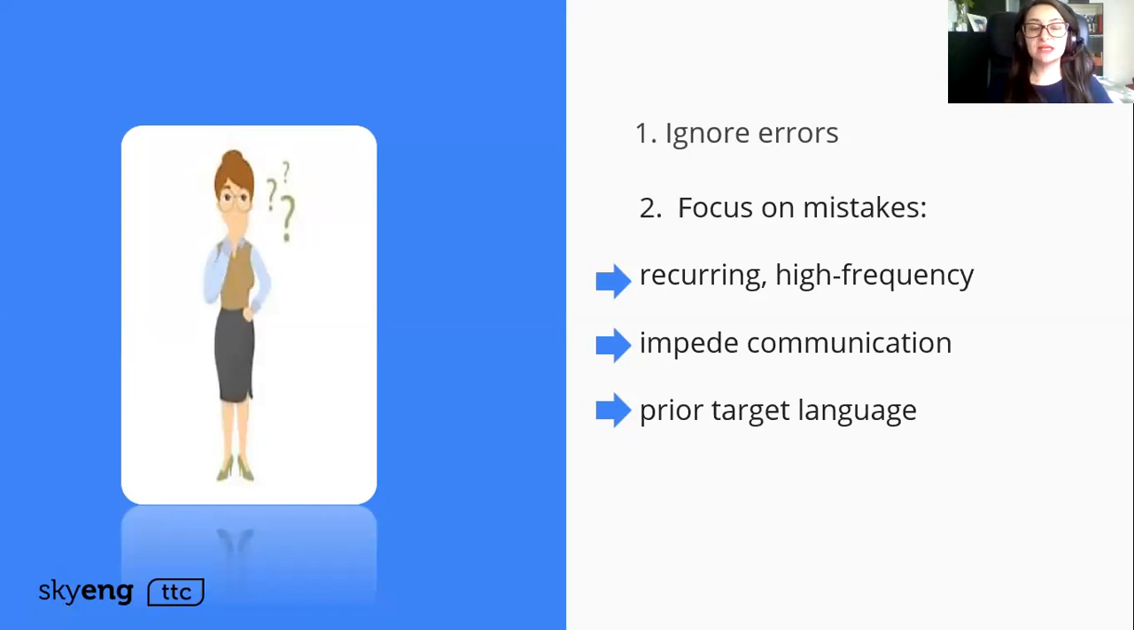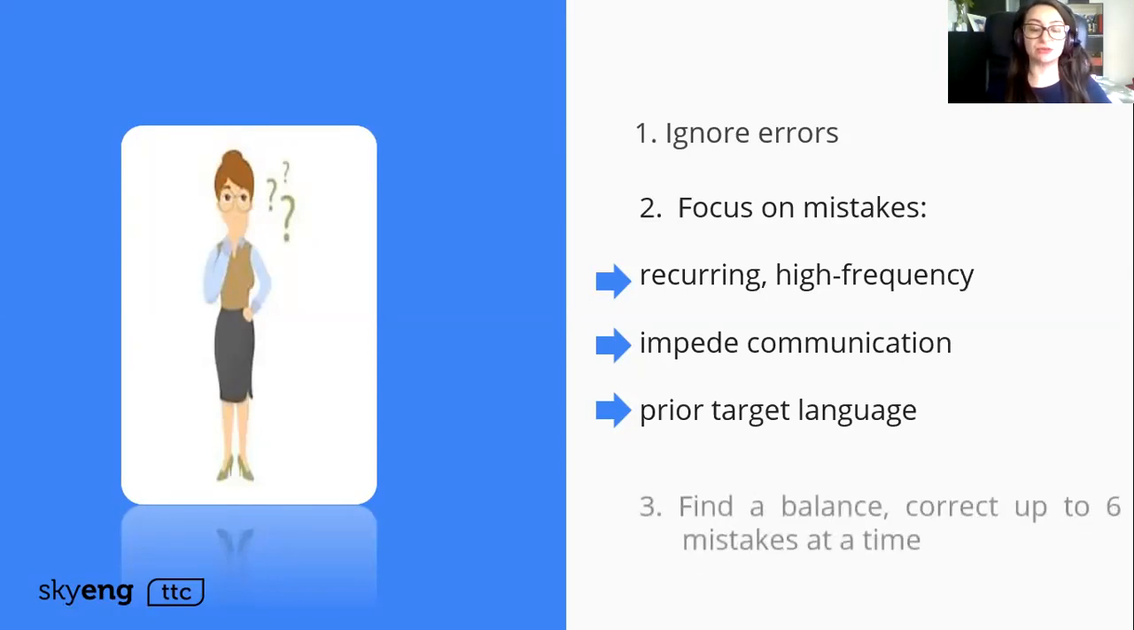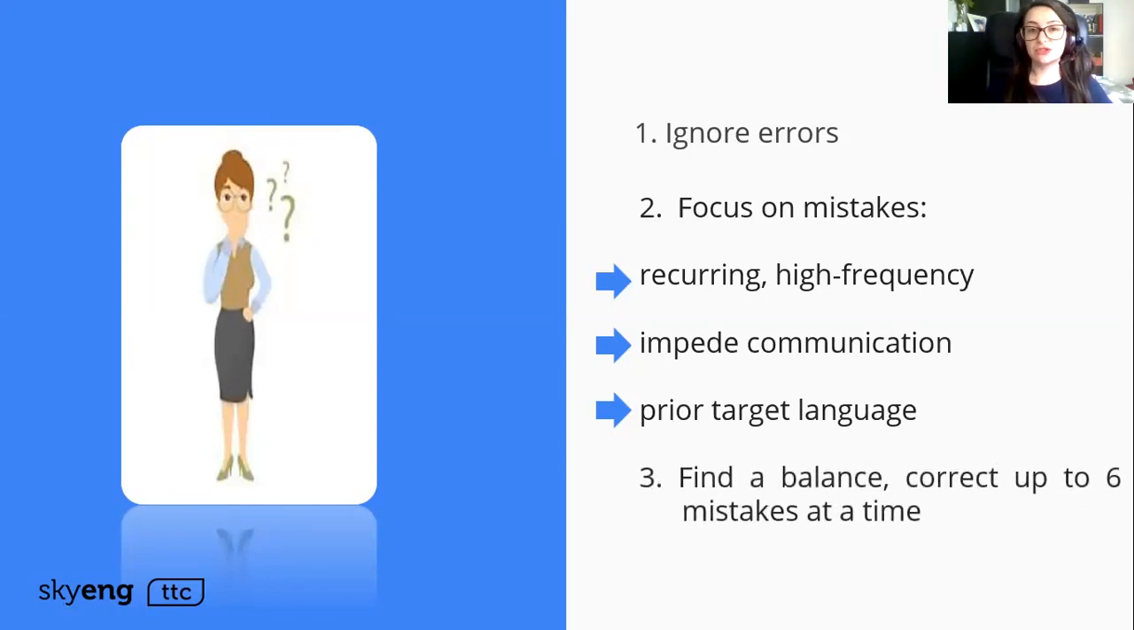And the next question is, how much of a correction to do? Again, don't overwhelm your student with too much correction because this might intimidate the student or discourage the student from speaking further. That's why it is very important to find a balance between interaction or speaking and correction. Ideally, you should not correct more than 6 mistakes at a time or per speaking activity. Again, follow these criteria above and make sure that you do not focus on too many mistakes.